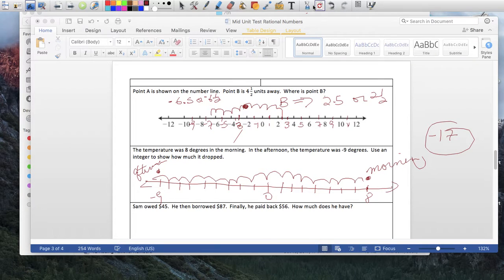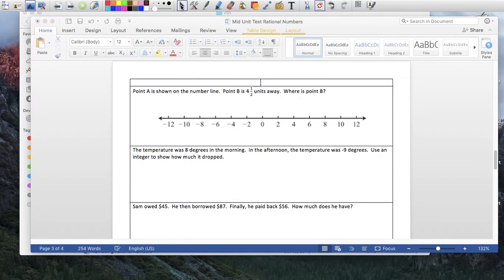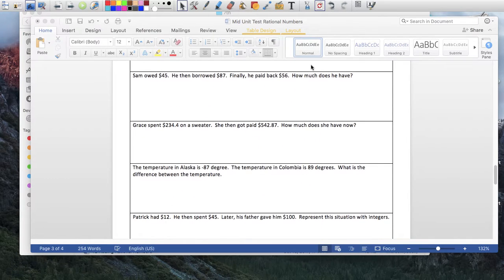Okay. Sam is old. So old means he didn't have much. So he started at negative 45. Then he borrowed. He went another negative 85. And then he paid. Paying is a good thing. Plus 56. Okay, so how much does he have now?